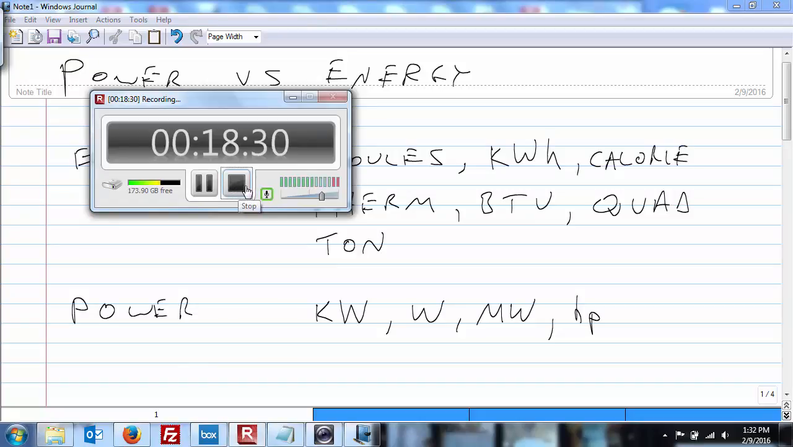Any questions at all on that stuff? Okay, so we know the difference between a kilowatt and a kilowatt hour, energy, power. We'll dig into that a little bit more in a second, but quick break.